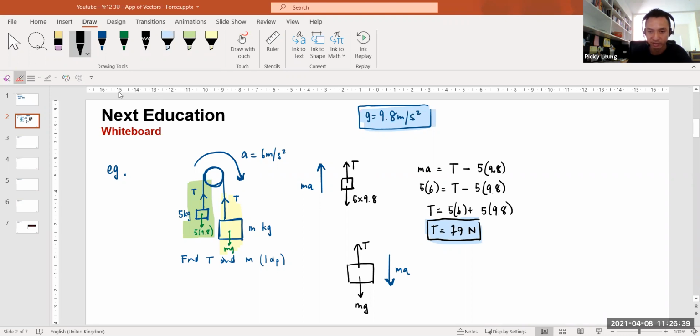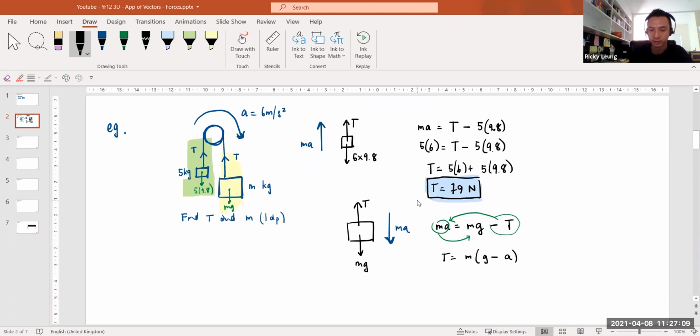So using the second heavier weight, ma equals, because they're both pointing downwards, the gravity force, which is bigger in this case, minus tension. Because m is missing, I'm going to move T to the left and ma to the right, just because T is positive that side. So then T equals, I'll factorize out the m, m times gravity minus acceleration. So sub in my 79 here, my mass is still missing, but that's 9.8 minus acceleration of 6, which is 3.8.